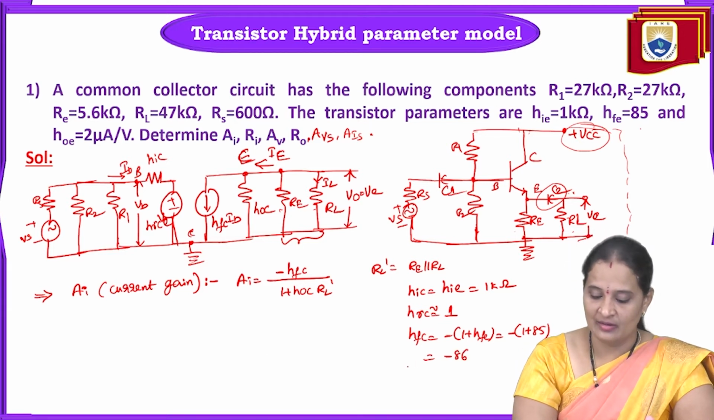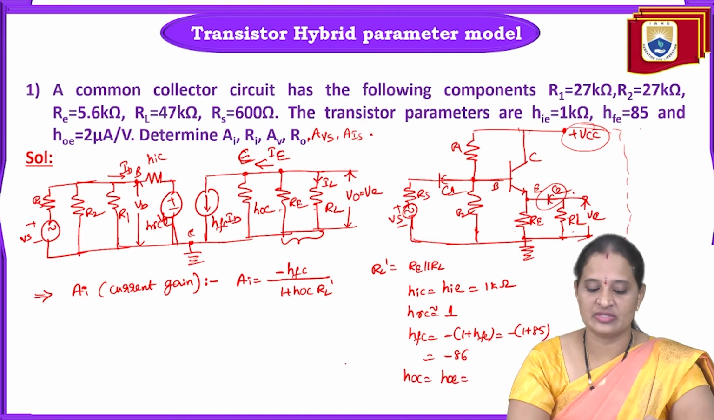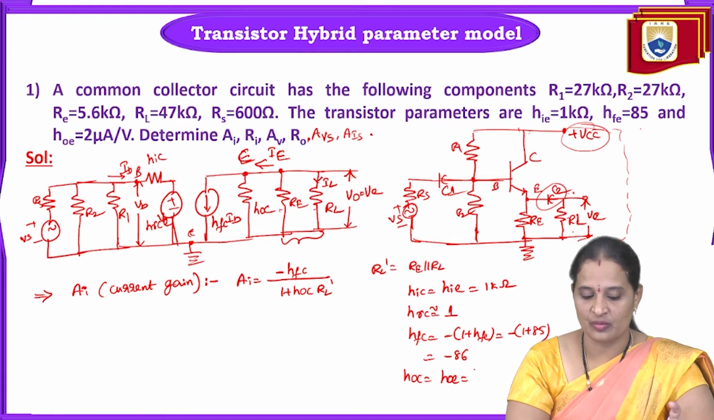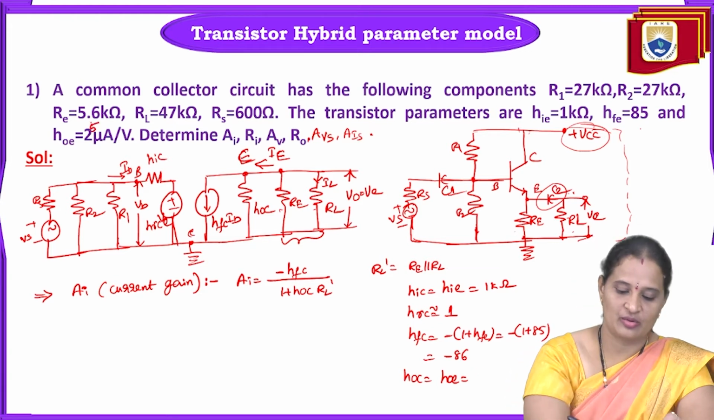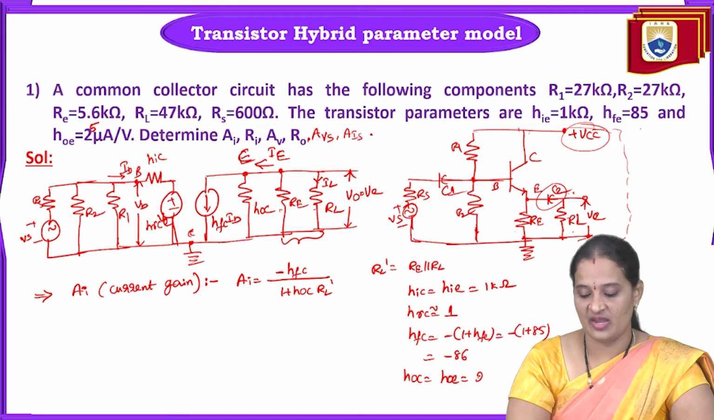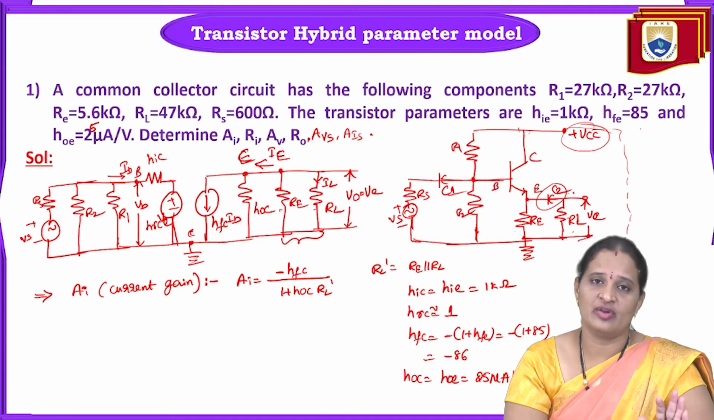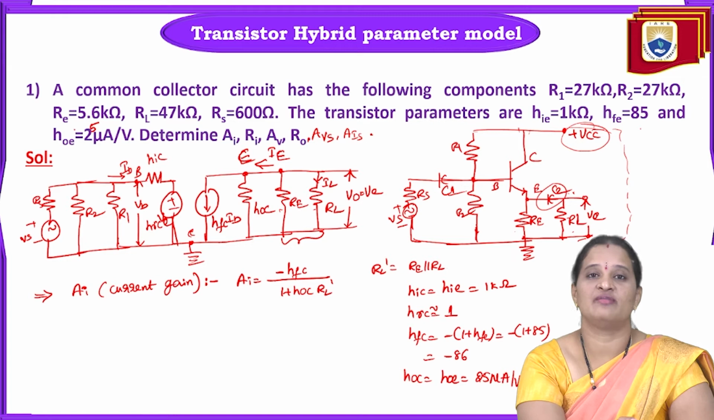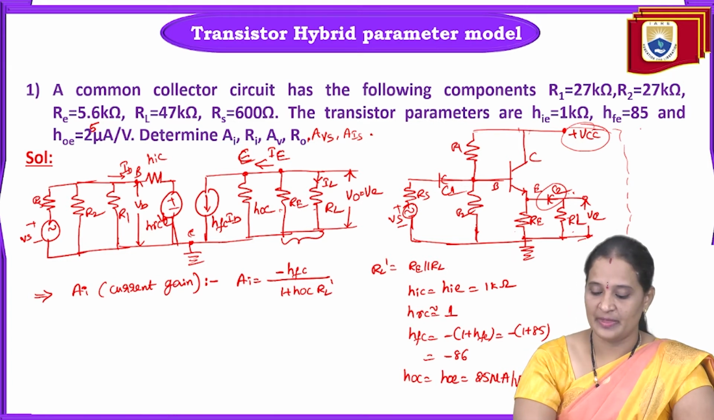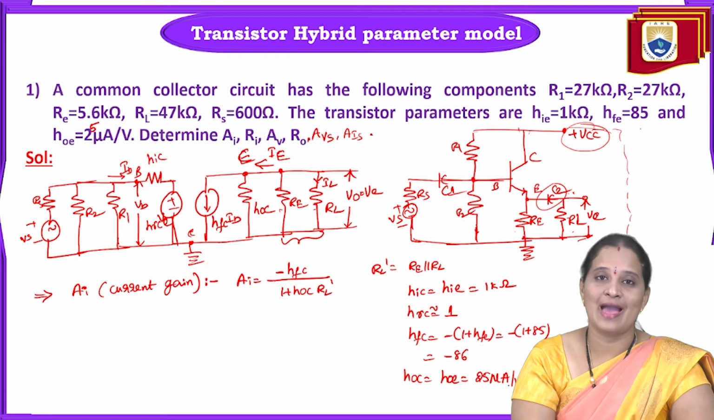Okay. And then HOC is equals to HOE, where the HOE value is given, that is 2 microampere per volt. Actually it is 25 microampere per volt. It is a mistake. So HOE value is 25 microamperes per volt. As a typical value is 25, it should not be very much less than 25. So actually it is 25 microamperes. It is a printing mistake. So this is HOC is equals to HOE, which is given by 25 microamperes per volt.